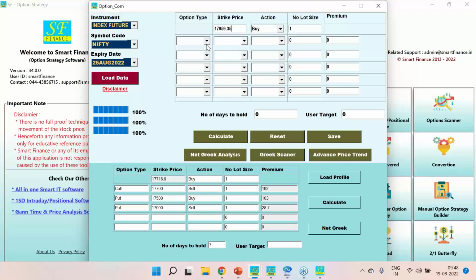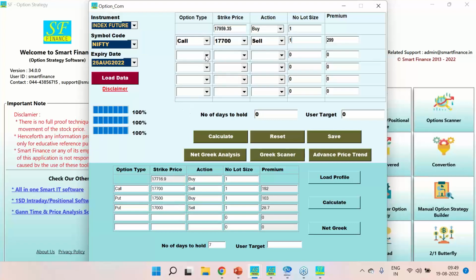Before that, we will form the strategy today. Just buy the future one lot. Along with that, sell the call option in the money, 17,700 call option. Sell one lot. Same strategy.